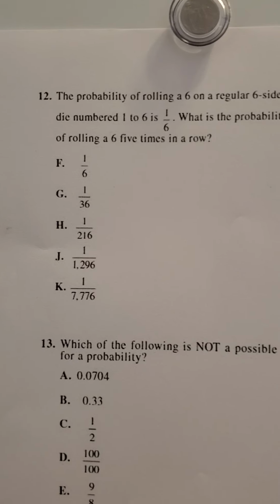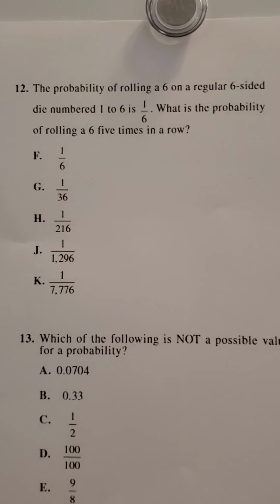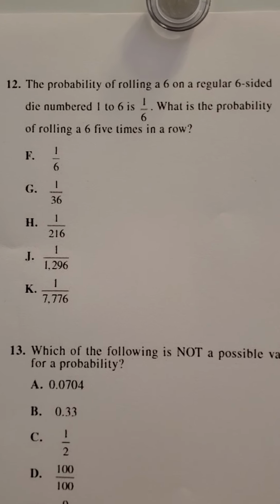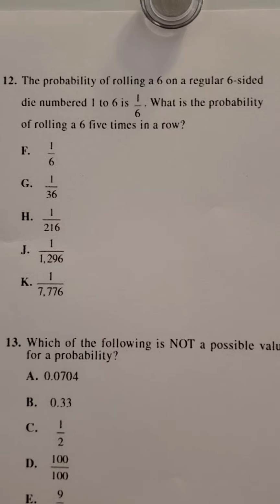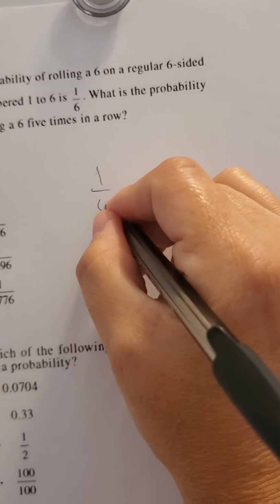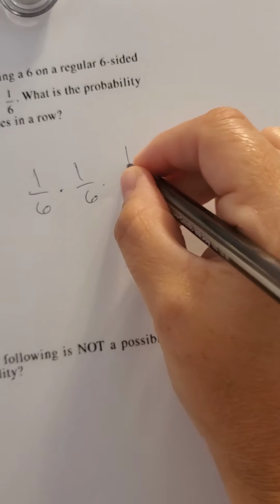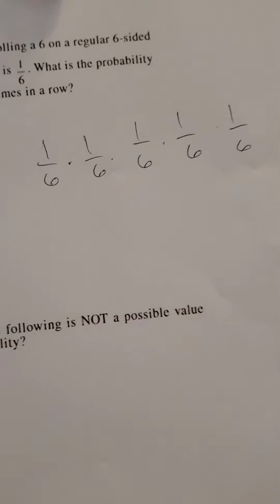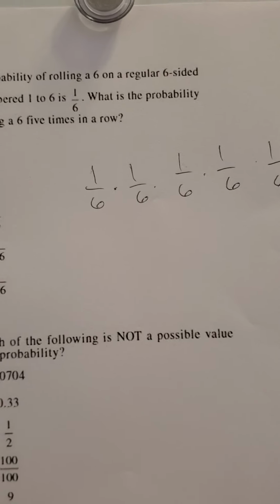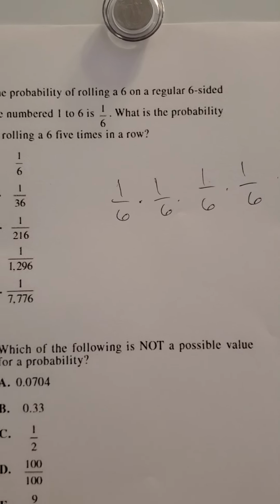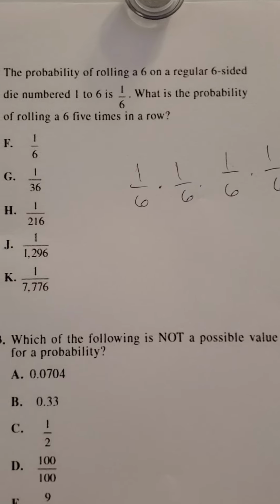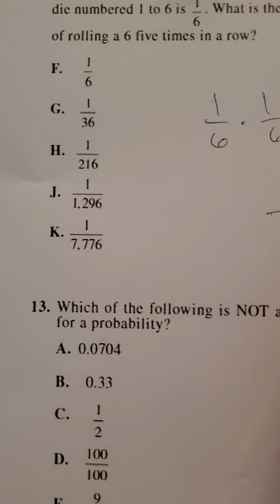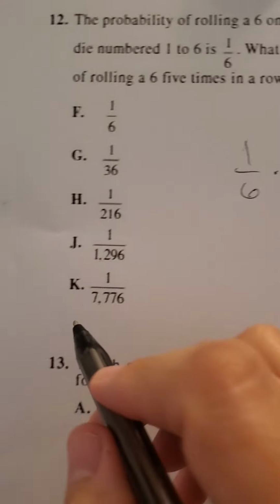All right, the probability of rolling a 6 on a regular six-sided die numbered 1 to 6 is 1/6. We've talked about this. What is the probability of rolling a 6 5 times in a row? So I'm going to have to say 1/6 times 1/6 times 1/6 times 1/6 times 1/6, right? That's 5 of them, right? So I'm going to say 6 raised to the 5th power gives me 7,776. So my answer is K.